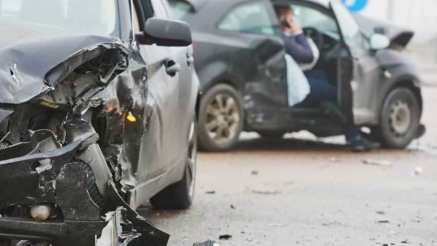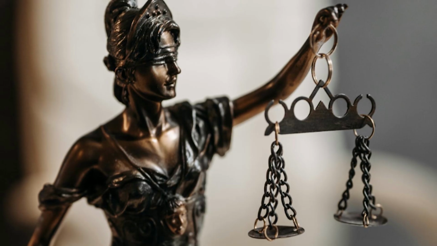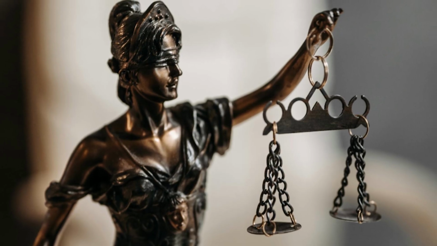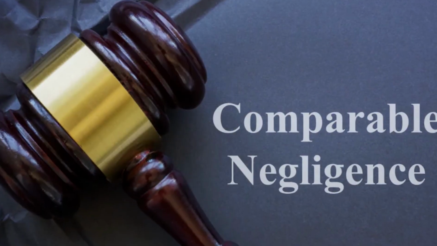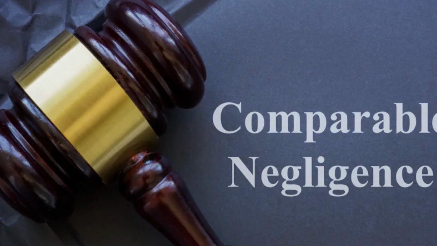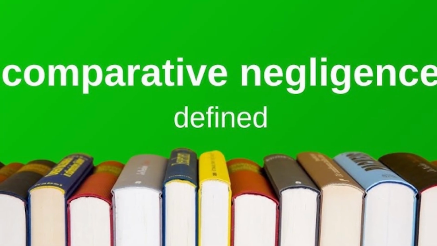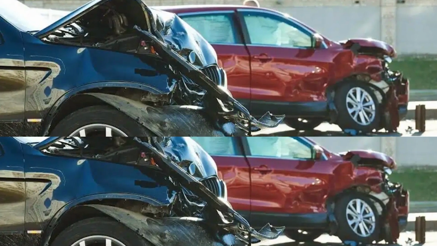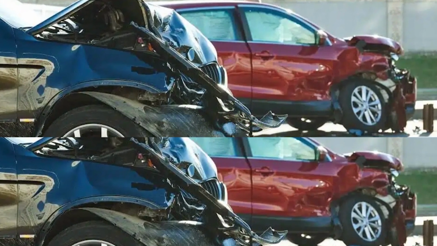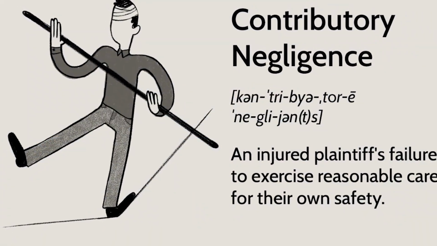When you're involved in an accident, you may think the situation is straightforward. You might believe the other person is completely at fault and that you should receive full compensation for your injuries, medical bills, and other losses. But in reality, things are not always that simple. In many legal cases, fault is not 100% on one side. That's where the concept of comparative negligence comes in.